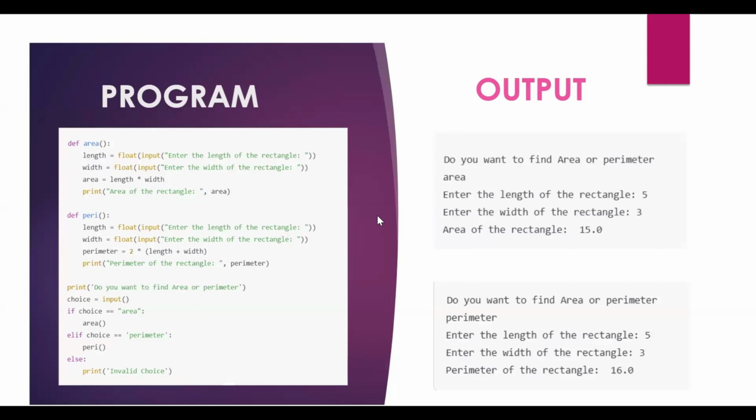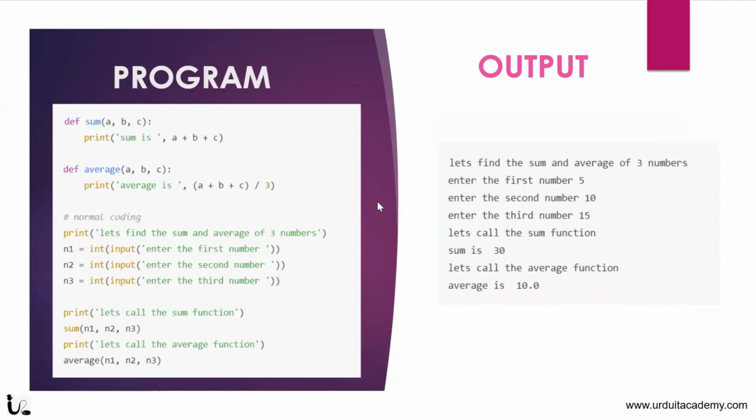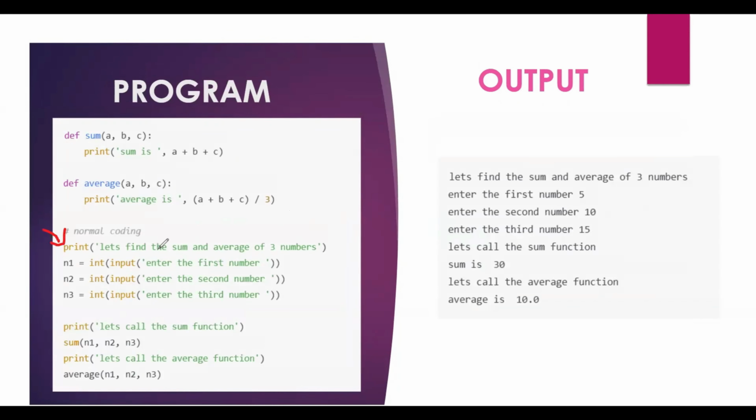Now, here, that's how we can pass a value as a parameter into a function. In this example, you can see I have two functions, sum and average, to find the sum and average of three numbers. The normal coding is starting from here, print, let's find the sum and average of three numbers. After that, I'm asking the user to enter three numbers, n1, n2, n3, in input. Enter the numbers.